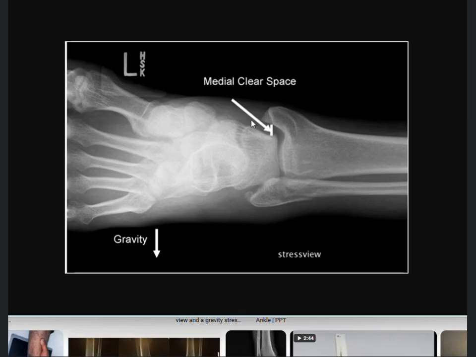And the thought process is if there's an injury to the deltoid ligament, if there's a distal fibular fracture as there is with this x-ray, or there's an injury to the distal tibiofibular ligament, the ankle will naturally fall to gravity and it'll open up that medial clear space, and we'll see more than 4 millimeters of movement in that medial clear space. And so some of the providers I work with do these gravity stress views regularly, some do not.